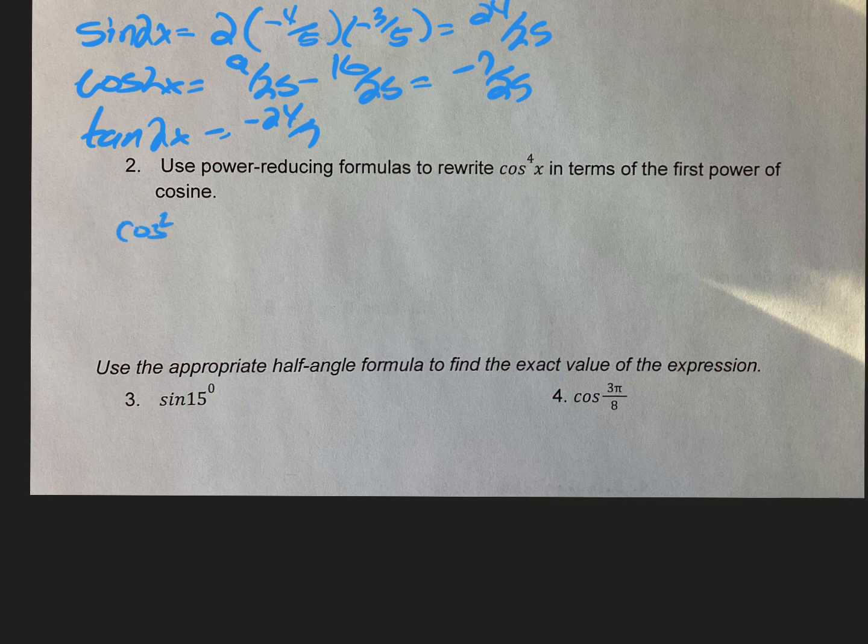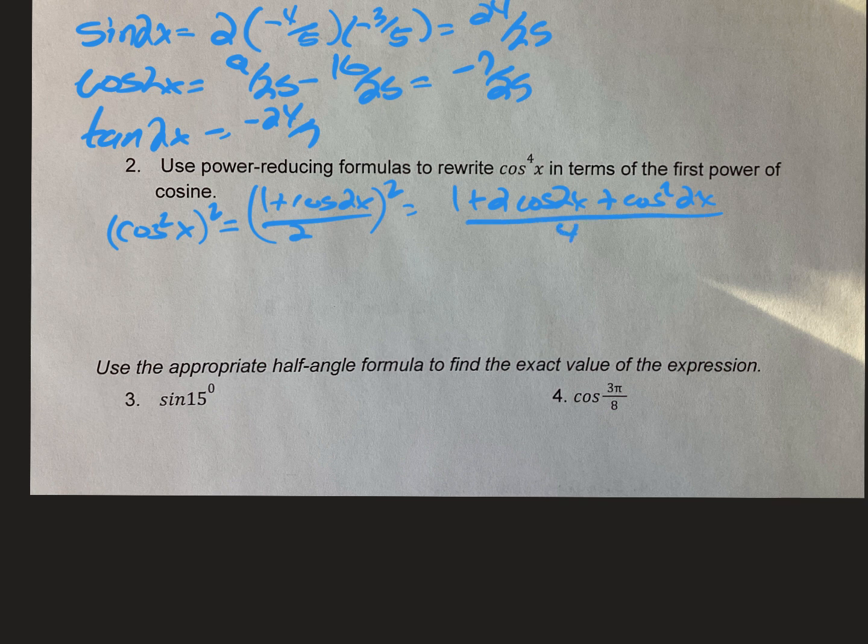Cosine to the 4th is really cosine squared, squared. And if you look up cosine squared on your sheet, it says cosine 2x over 2. Remember, you double the angle. But you have to square that. When you square that, I'm going to square the numerator, and all that over 4. If you square 2, you do get 4.